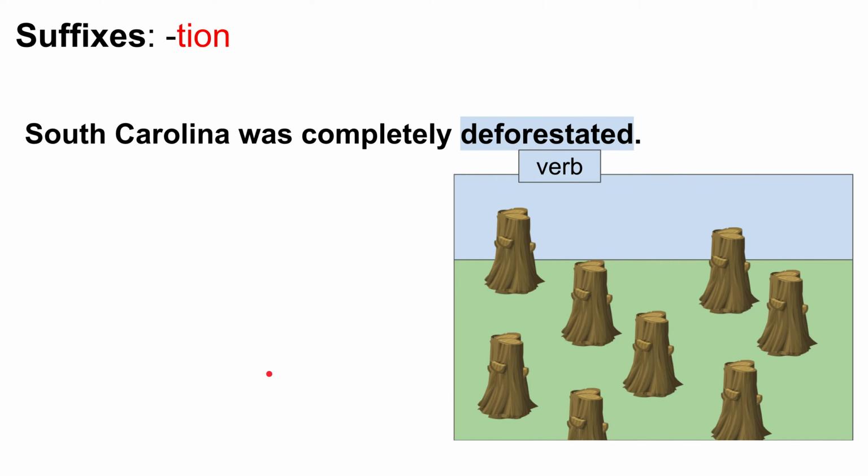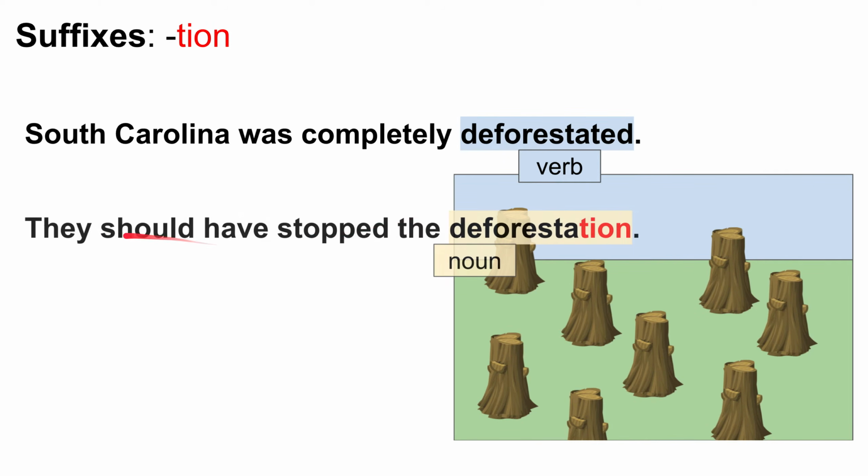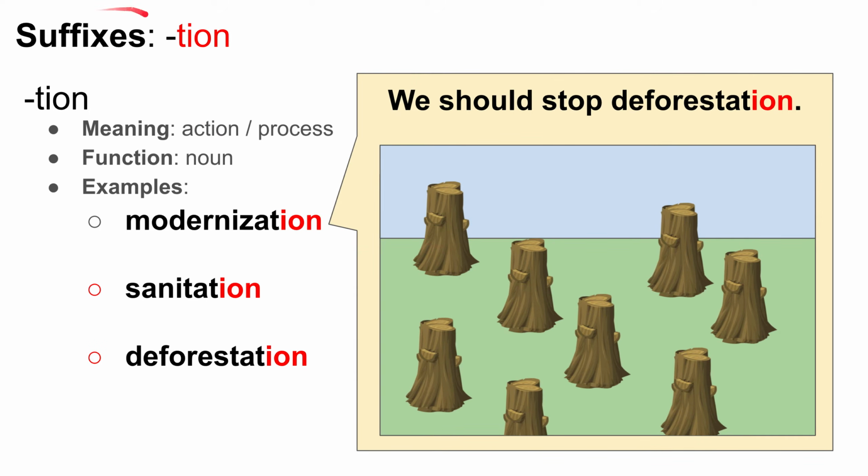Okay, moving forward now. Another example is tion. South Carolina was completely deforested. Here, deforest is a verb. They should have stopped the deforestation. Here, deforestation is a noun because tion is used for nouns. Okay, what does tion mean? Tion is an action or process.